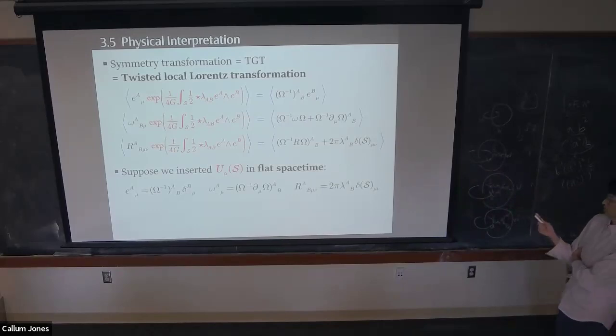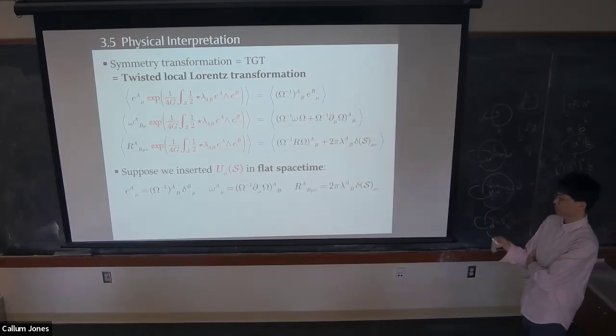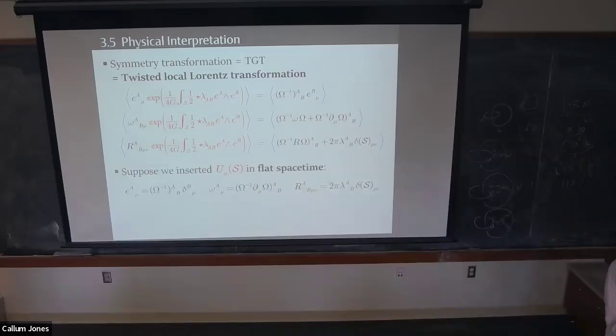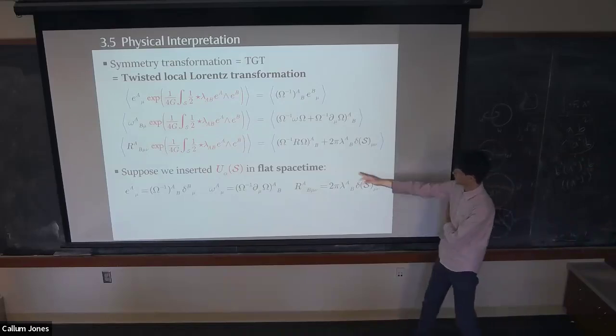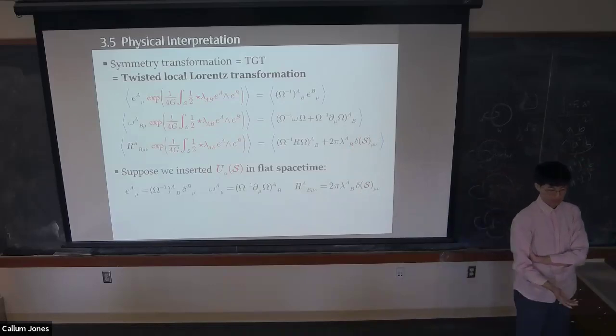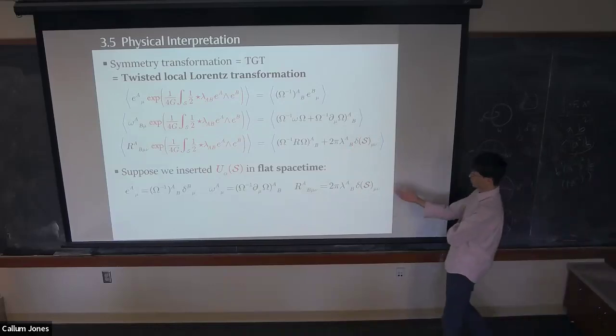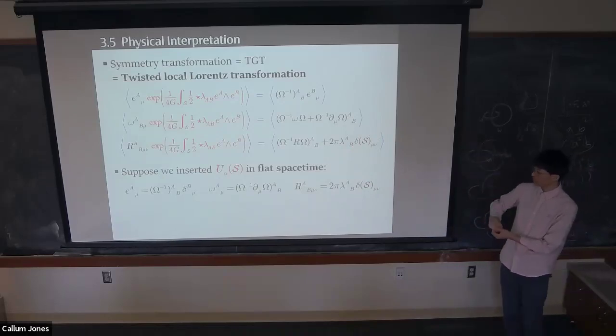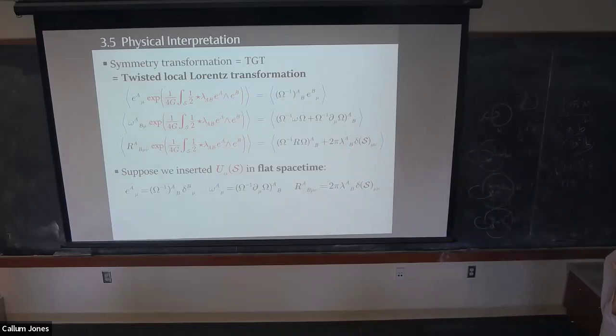So suppose we inserted, for simplicity, the symmetry operator in flat spacetime. Then the transformation of the Riemann curvature will be 0 plus this new term, which is precisely this. If this was Yang-Mills, this would be describing a Dirac string with some color flux. But in the case of gravity, that is describing a sort of cosmic string. So let me explain why.